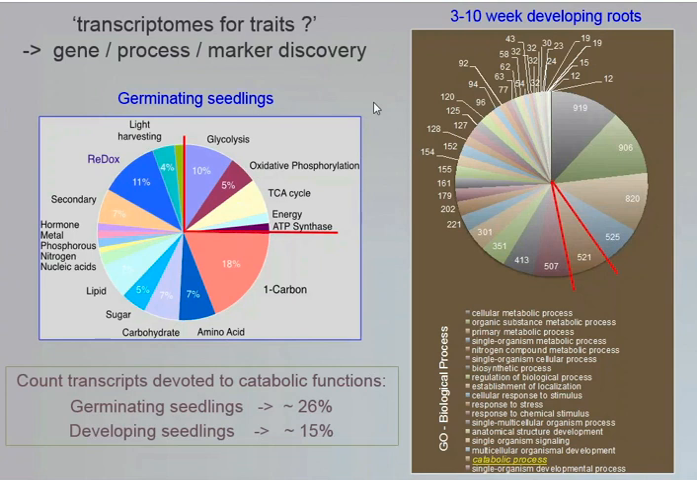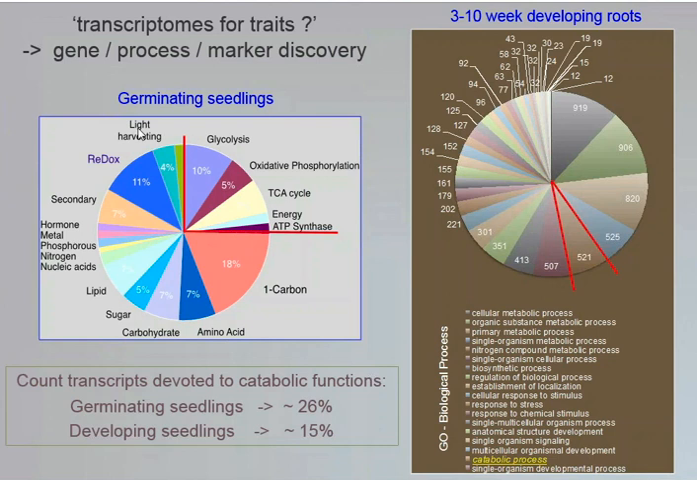Okay, so then if we could make that more applicable to any trait, we could say we're looking for transcriptomes. Can we use transcriptomes for trait discovery? And this actually accomplishes a number of different things. It allows you potentially to identify the genes as well as the processes that are involved and use those for markers. So just as an example, here we have germinating seedlings, and this is all of the high vigor germplasm, and we haven't contrasted that with the low vigor germplasm.